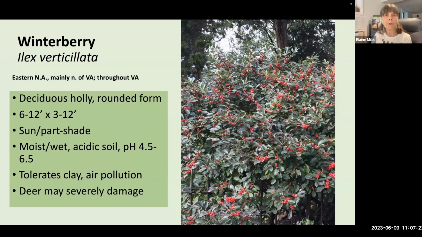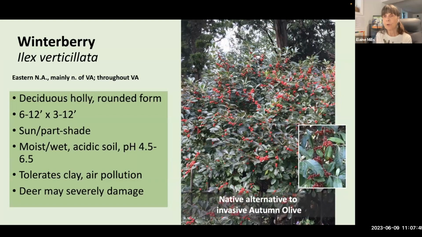Winterberry, Ilex verticillata, unlike the Ilex glabra I mentioned earlier, is a deciduous holly. This has a rounded form and ranges in height from 6 to 12 feet. It grows in sun to part shade, prefers moist to wet soil, and another one that tends to prefer a more acidic pH. A great native alternative to the invasive autumn olive shrub. You can use it as a hedge, and because it likes that moist to wet soil, it could also do well in a rain garden or planted to control erosion.